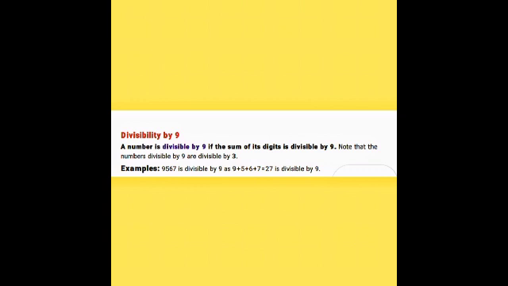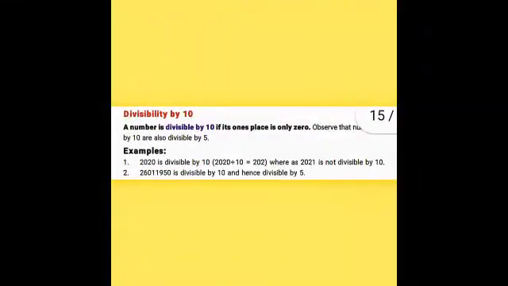Next is divisibility by 10. Here, in all the ones places, the 0 will be there. In the 10 table, all the ones places have a 0. So, the rule for divisibility by 10 is: the numbers which end with 0 are divisible by 10. Yes, will you understand the test of divisibility by 10?